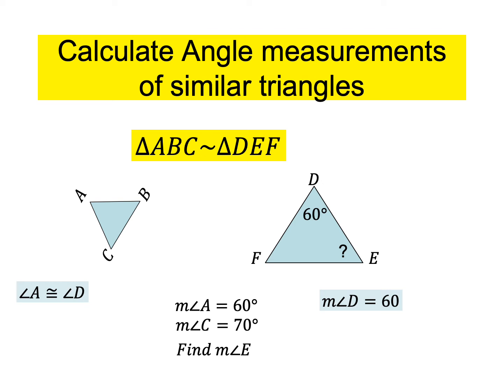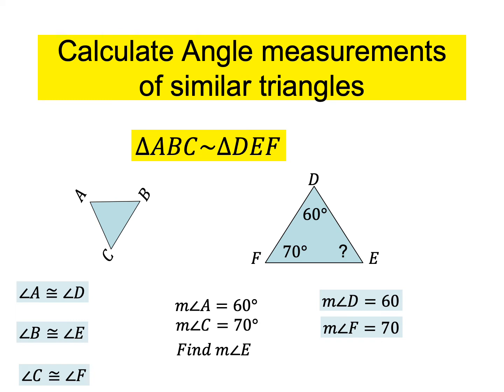Okay. Now, B goes with E, right? And I don't know what that one was. That didn't get me anywhere. And C goes with F, and we know that C is 70, so therefore F is 70. You see the logic in that?